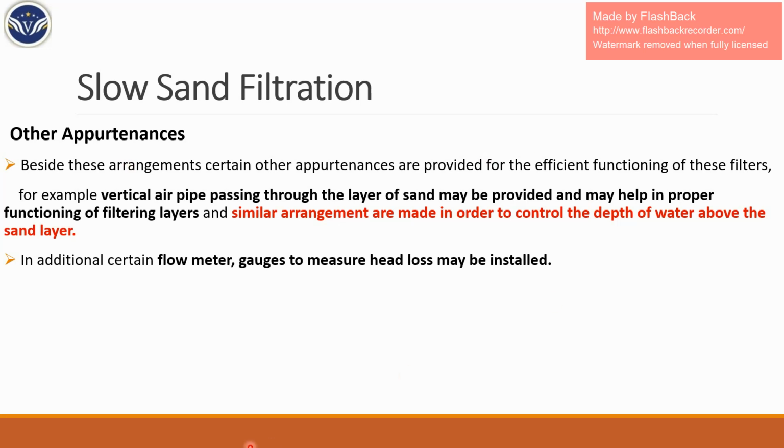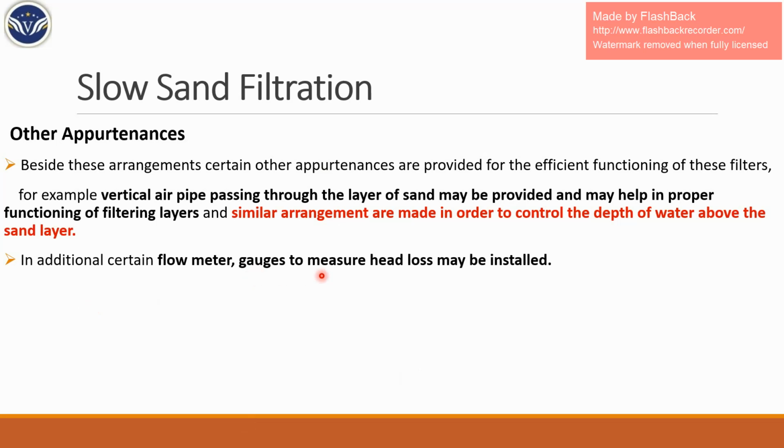Other apparatus. These are those apparatus which help these slow sand filters to function properly. Sometimes there will be some air bubbles in the filter media. Those have to be removed so that efficient working of the filter takes place. Sand depth controllers are also used, and they help in the functioning of slow sand filters. Flow meters are used.